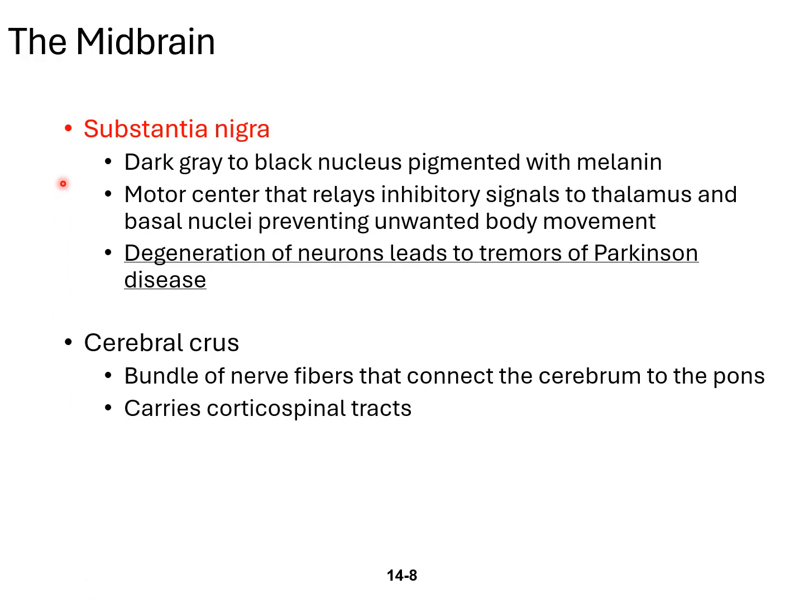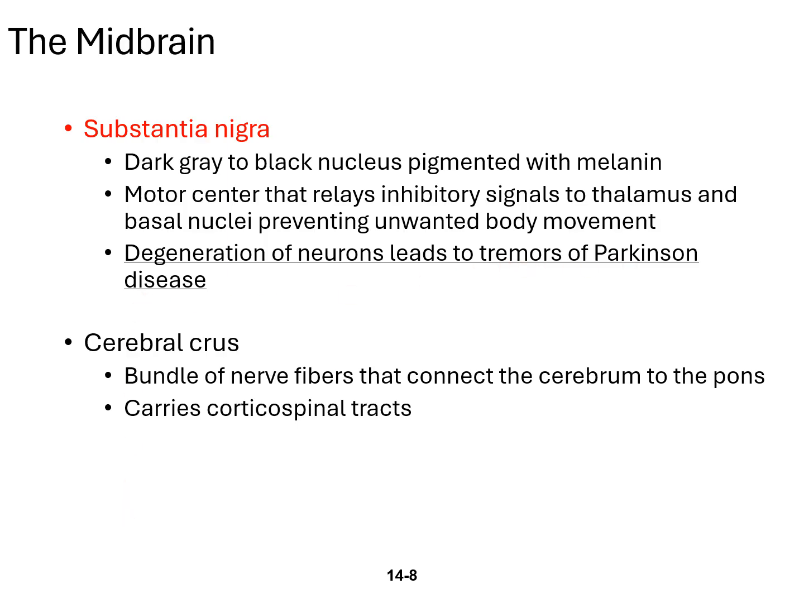The midbrain is going to have a structure called the substantia nigra. And I mentioned this in an earlier lecture. This is a dark gray to black nuclei pigmented with melanin. The motor center relays inhibitory signals to the thalamus and the basal nuclei, preventing unwanted body movement. If you think about that, unwanted body movement, that's going to be Parkinson's. So degeneration of neurons leads to tremors of Parkinson's disease.